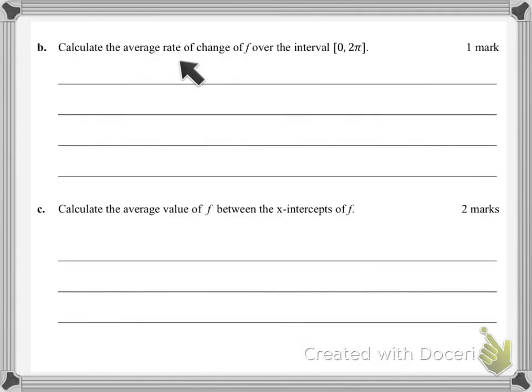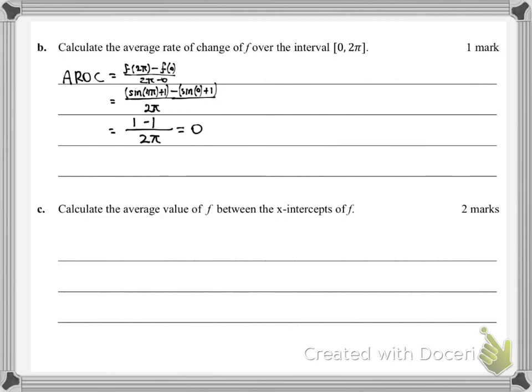Calculate the average rate of change of the function over the interval. The average rate of change, that's our A-rock. So it's the difference of the functions divided by the difference in the x's. So do a substitution. There we go. Substitute 2 pi and 0 into the function and simplify it down. Divide by 2 pi. And we're going to get 1 minus 1 in the numerator. Okay, that's 0 as an average rate of change.